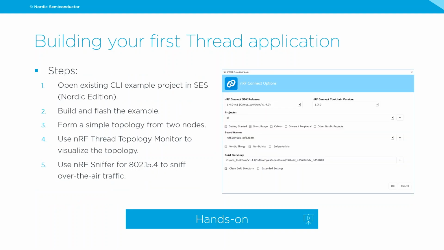We will build this example using Segger Embedded Studio. I will show you how to open an existing sample in Segger Embedded Studio from nRF Connect SDK. We will then build and flash this example to two separate boards. We will form a simple topology using these two boards through the CLI interface. I will then show you the topology using Thread Topology Monitor. And we will also see the on-air packets using the 802.15.4 sniffer.